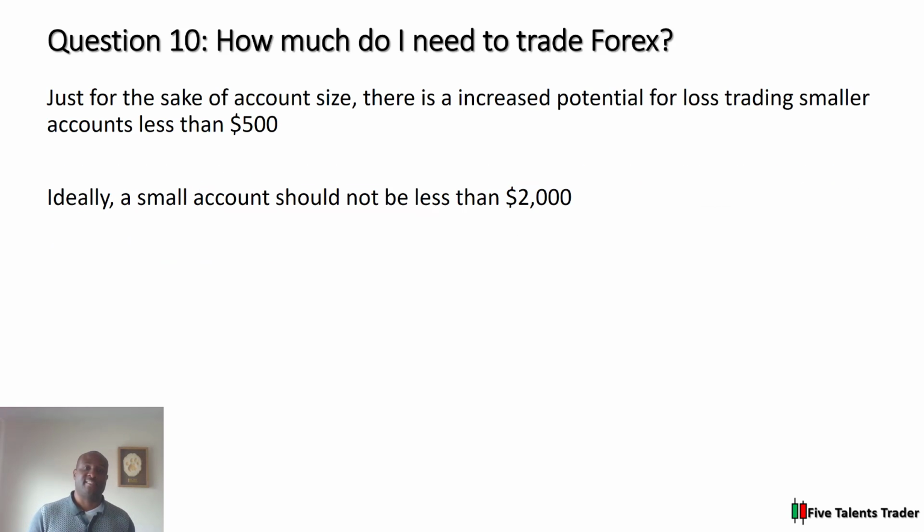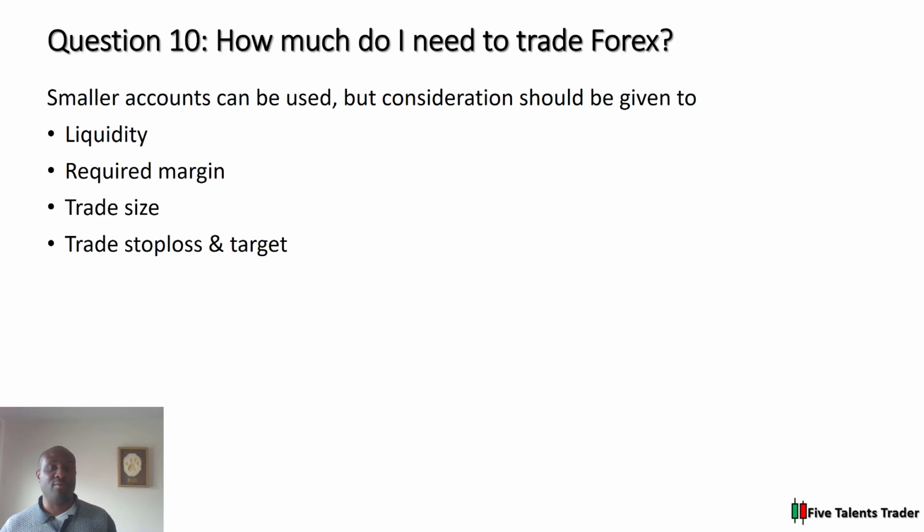Just for the sake of account size, there is an increased potential for loss trading smaller accounts of less than $500. Ideally, a small account should not be less than $2,000. That's my opinion. Smaller accounts can be used, but consideration should be given to liquidity, required margin, trade size, trade stop loss, and targets. And that really is my take on this. You can use small accounts, but to become successful, you've got to start thinking about some considerable account size to be able to beat the ebb and flow that one finds in the market, the default state of the marketplace.